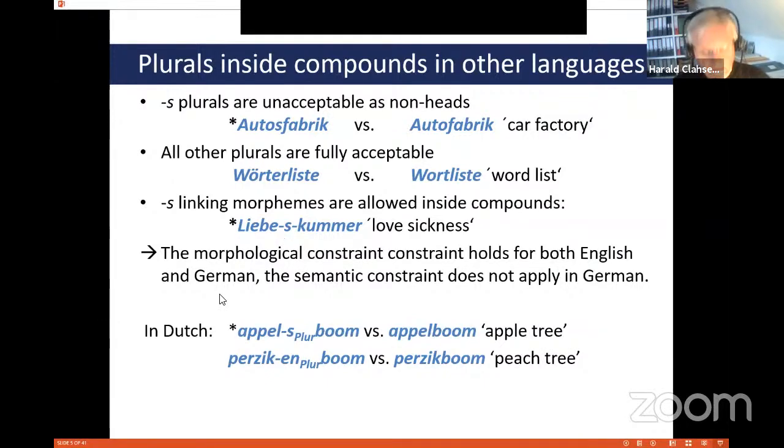Likewise, in Dutch, to give you a third language, you can say appelsboom, which has the plural of apple. You cannot say this. This is ungrammatical, like in English and German. But you can say Persikenboom, which has the plural of peach, this en plural here. So S plurals are also banned in Dutch from inside compounds. It's not that S is banned from inside compounds, as you can see here. The same with English. You can say huntsman and bondsman, etc. with this S inside compounds, no problem, but plurals not.